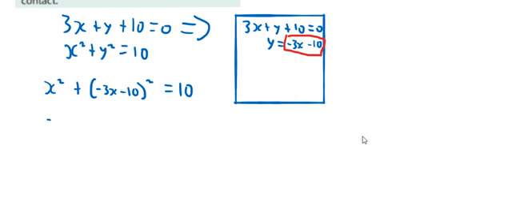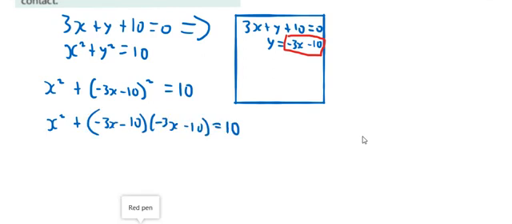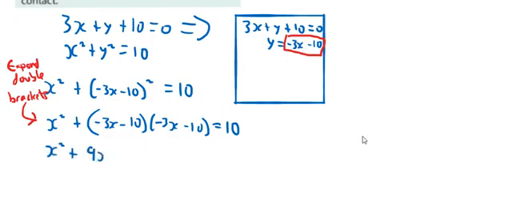So x squared plus, and I'm going to write this out twice because it's minus 3x minus 10 squared, so it's times itself. So (minus 3x minus 10)(minus 3x minus 10) equals 10. Now you need to understand how to expand double brackets for this part. So I'm expanding double brackets here, and you need to revise that if you're not sure how to do it. I'll keep my x squared here anyway. Minus 3x multiplied by minus 3x is positive 9x squared.